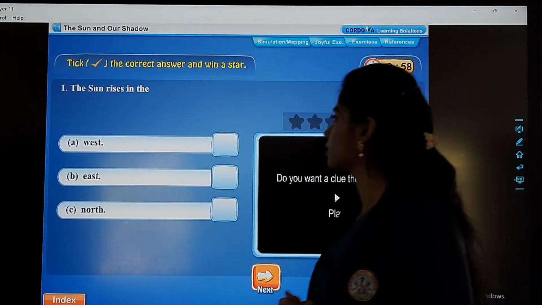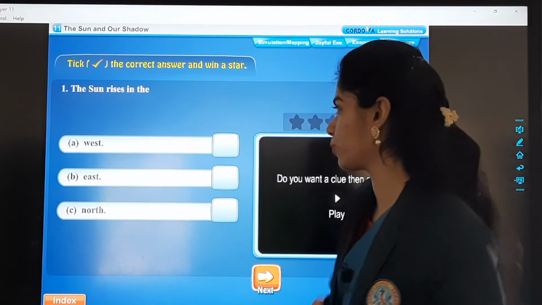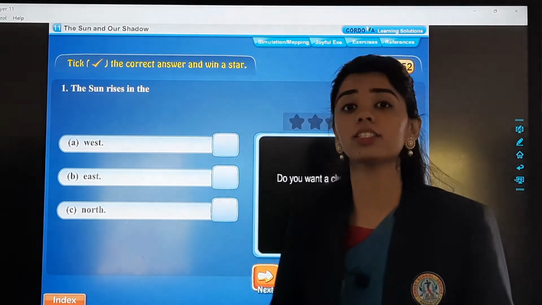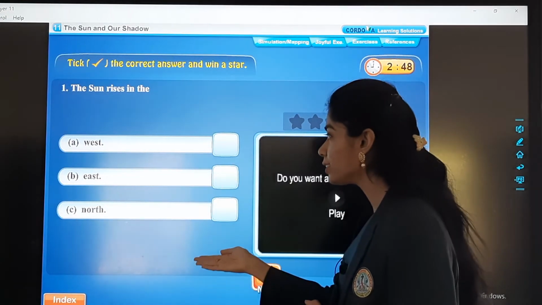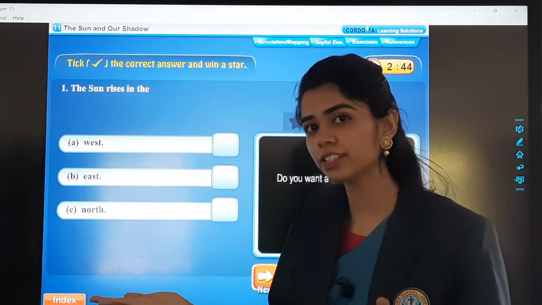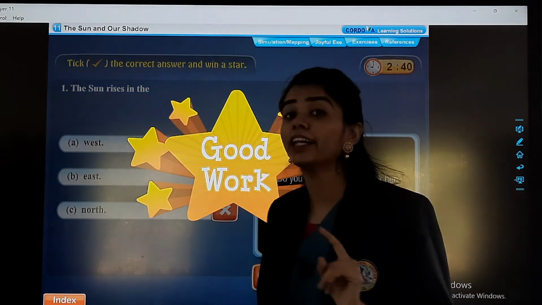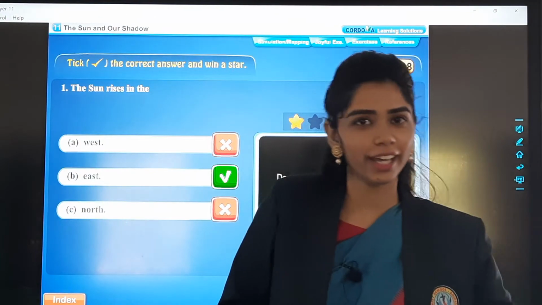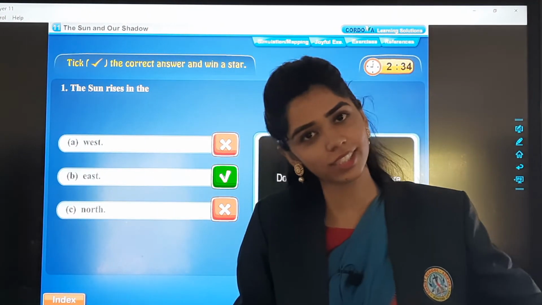Tick the correct answer and win a star. So, these are the MCQs. The sun rises in the dash. The options are west, east and north. So, the sun rises in the east. Good work. And it sets in the west. The sun rises in the east and sets in the west.